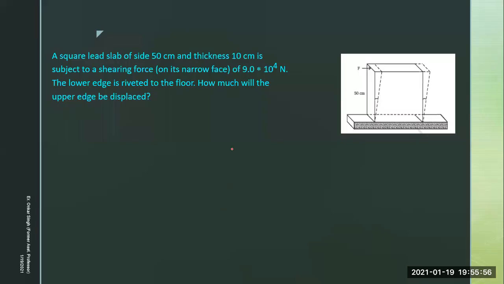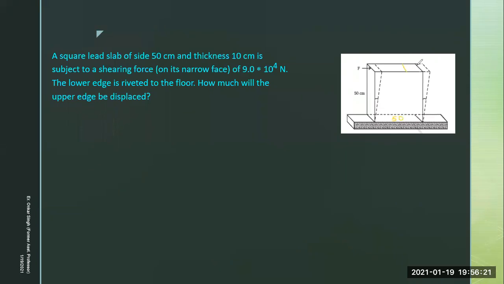Okay, students, based upon what we learned about the shear modulus or modulus of rigidity, there is a question. See this question. It's given here that it's a square slab of 50 centimeter. So if this is 50, this will also be 50 centimeter, right? Thickness is 10 centimeter. I'm going to say this thickness is 10 centimeter.